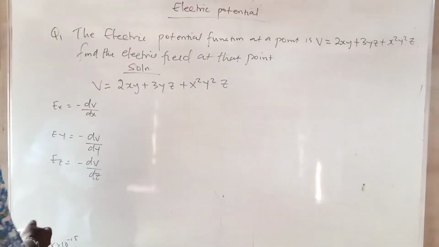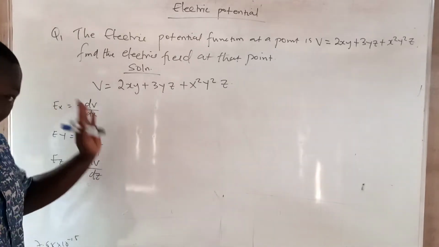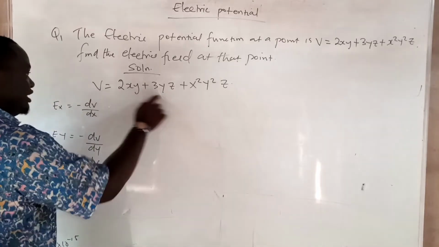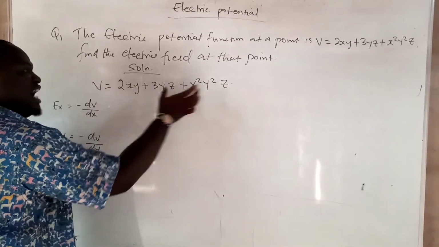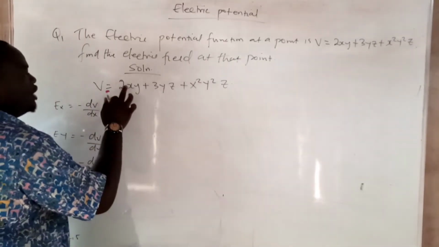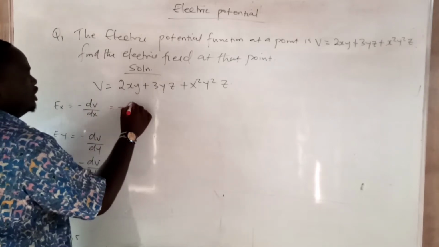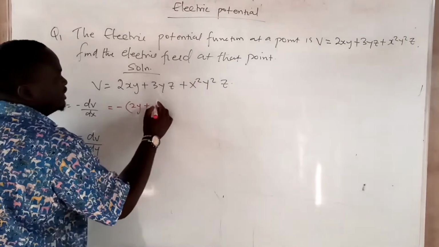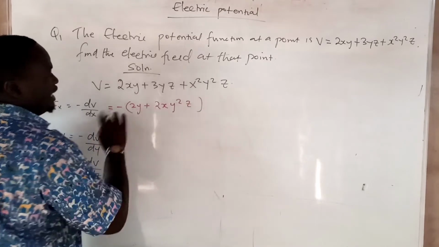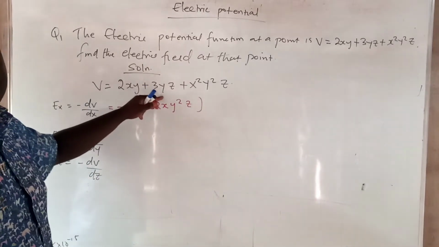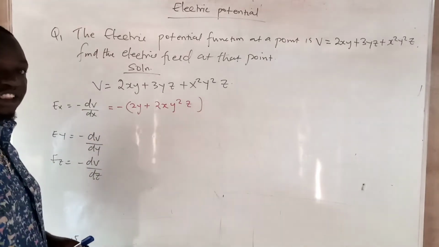Now remember, I already wrote the formula. Ex is differentiating with respect to x. So this is the V. If I want to differentiate this with respect to x, I'm only interested in the quantities that have x. Now, if I differentiate 2xy, the answer here, remember we have minus here, is 2y. If I differentiate this, I'll get 2xy squared z. That's the answer. I'm not focused on this because it doesn't have any x value. I'm differentiating with respect to x only. Remember, I'm not here to teach differentiation.